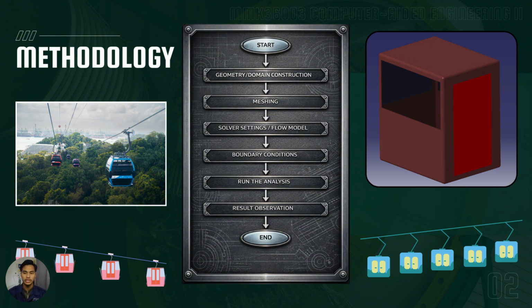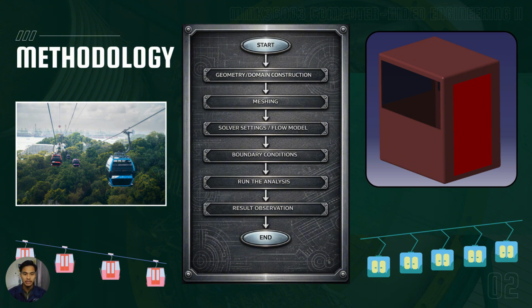Then we have boundary conditions. We set the specific rules for the test, such as entering the wind speeds from 10 meters per second to 20 meters per second and the different angles of 0, 15, and 30 degrees where the wind hits the structure. Next, run the analysis. The computer processes the data, calculating the interaction between the moving air and the cabin walls to find the exact force and velocity at every point.